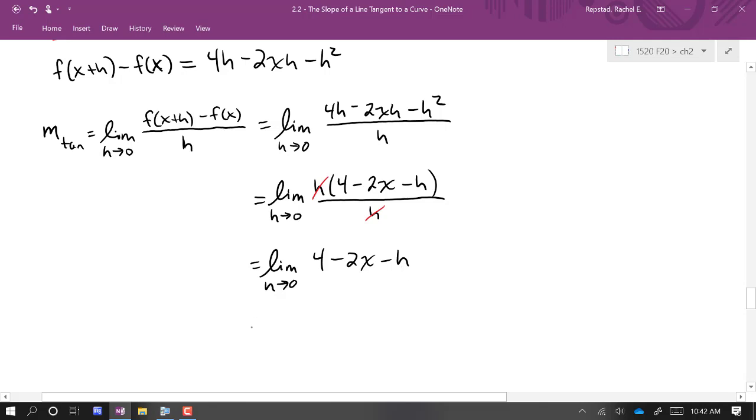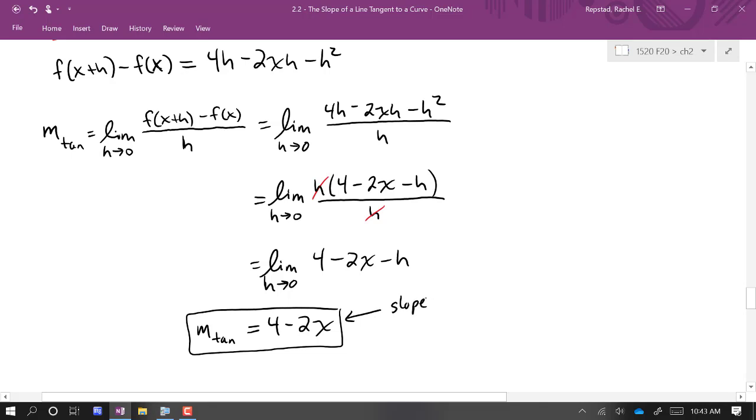So now if we let h approach 0, it is at this moment I no longer need to write lim. I can let h approach 0, and we get 4 minus 2x. This is the expression for m tan, for the slope of the tangent line. And this will give me the slope of the tangent line at an arbitrary value x.